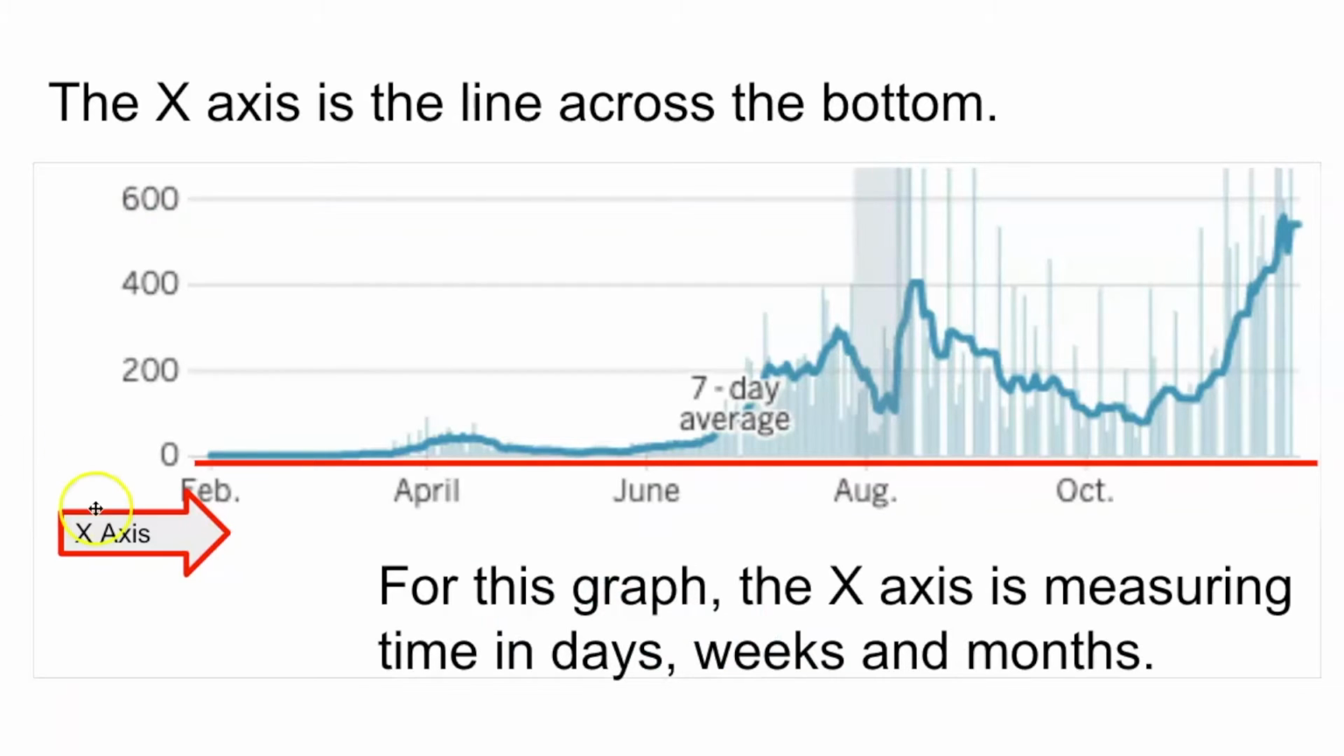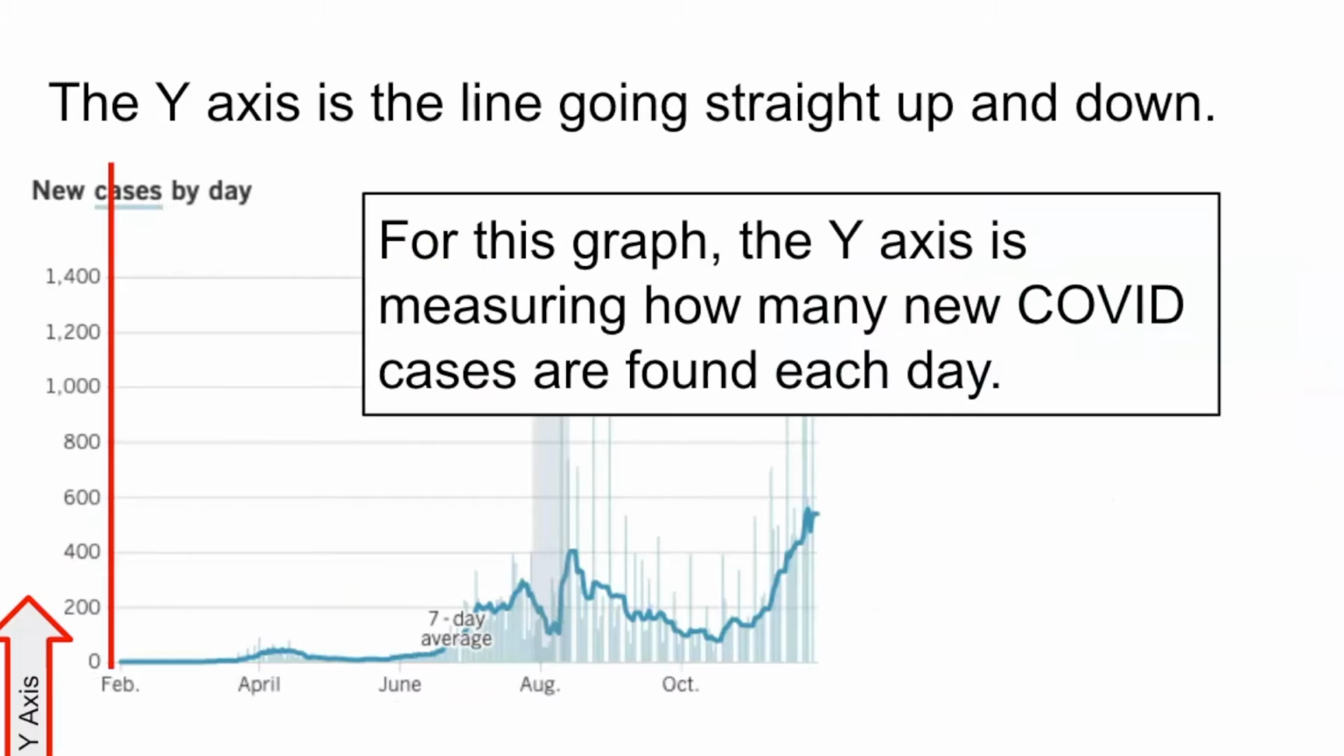The x-axis is measuring time in days, weeks, and months. Focus on its measuring time. The y-axis is counting new COVID cases, but this is a count, it's a number. We're counting how many cases there are.